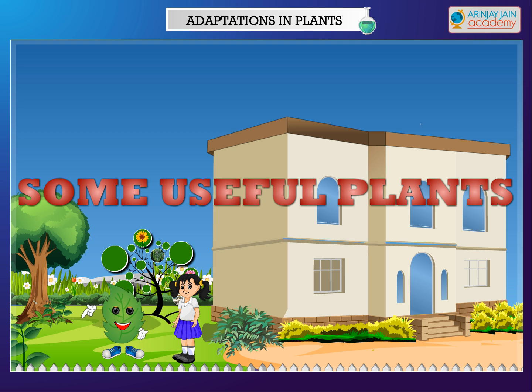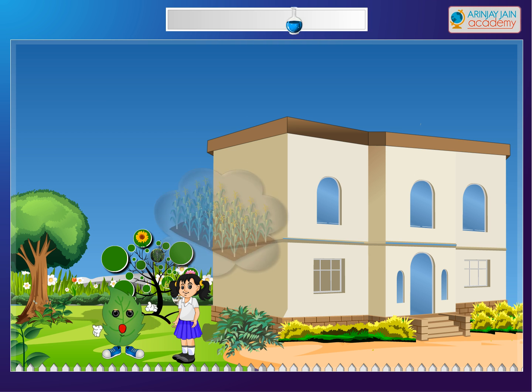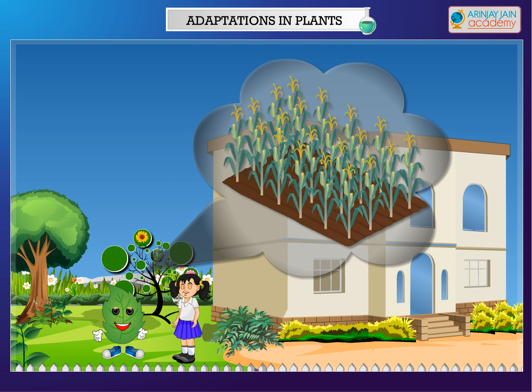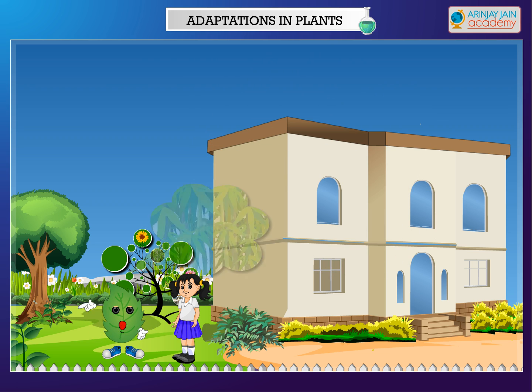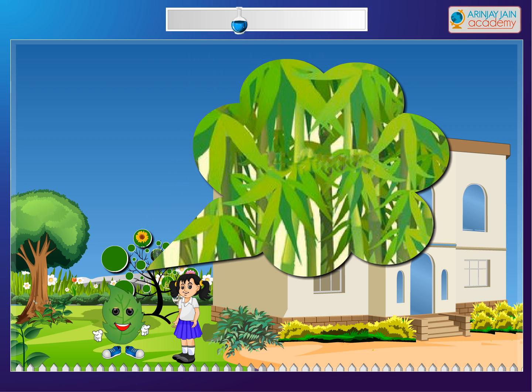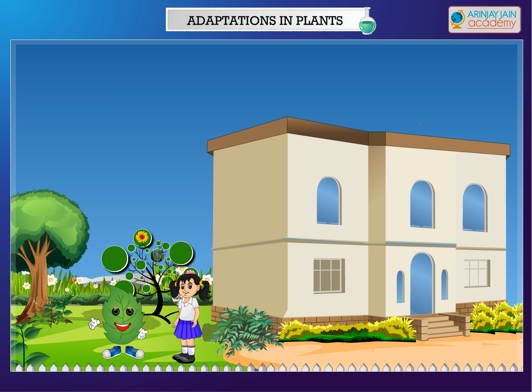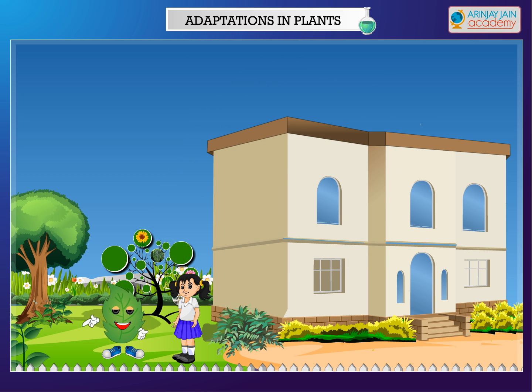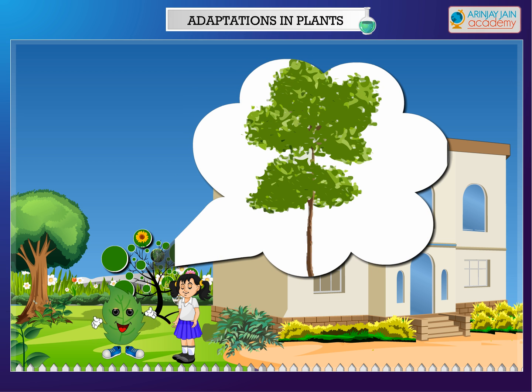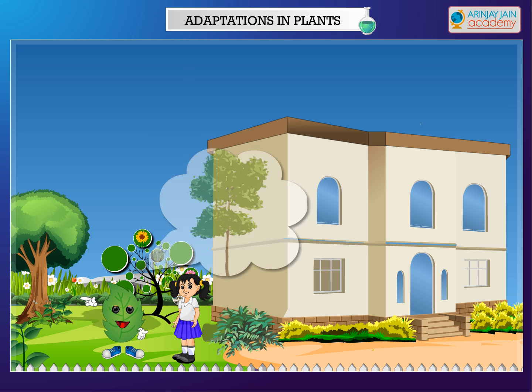Here are some useful plants. Plants of the grass family include cereals like rice and wheat, which are the main source of food. Bamboo is used not only for making baskets, brooms and furniture, but also for making paper. We get medicine from many plants like neem, tulsi and eucalyptus. We obtain gum from the juice of the acacia tree.